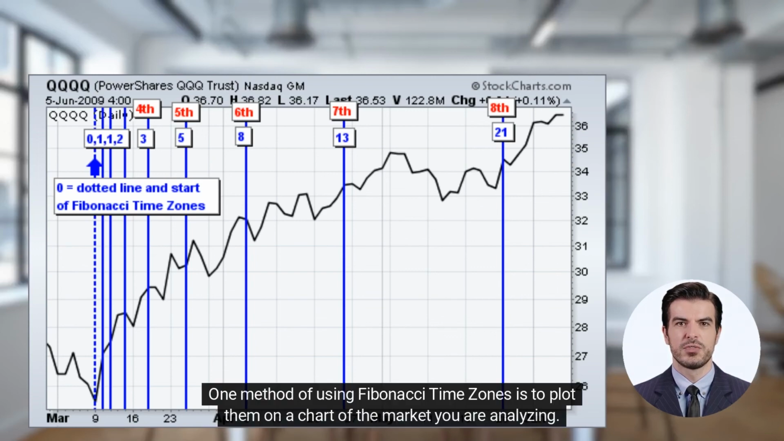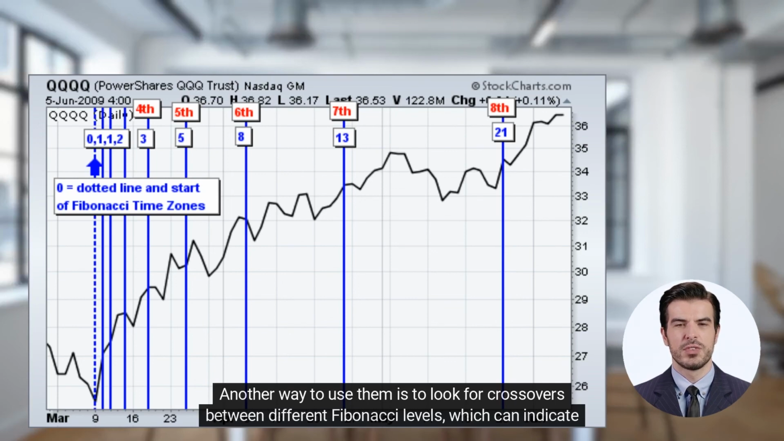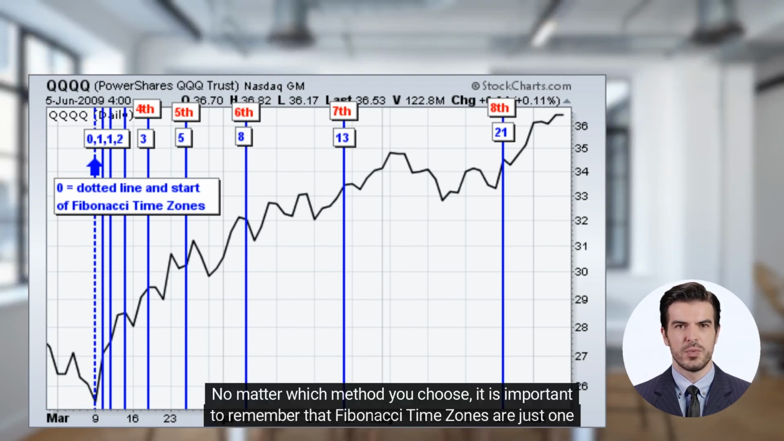One method of using Fibonacci time zones is to plot them on a chart of the market you are analyzing. This will help you to see where potential support and resistance levels may be. Another way to use them is to look for crossovers between different Fibonacci levels, which can indicate a change in trend.